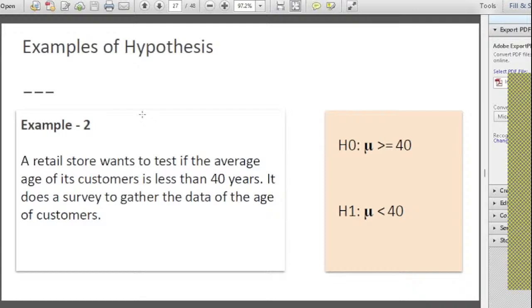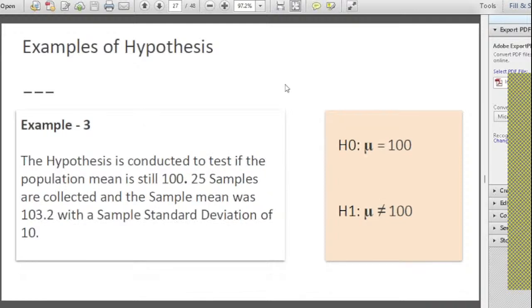On which side of 40 am I going to test my claim? Left side? Everyone says left. Very good, right? Now, the third example. On which side am I going to test my claim? Both the sides? Excellent, right?